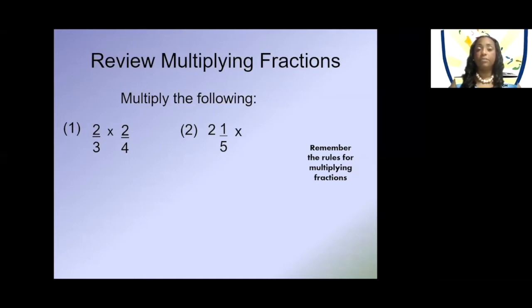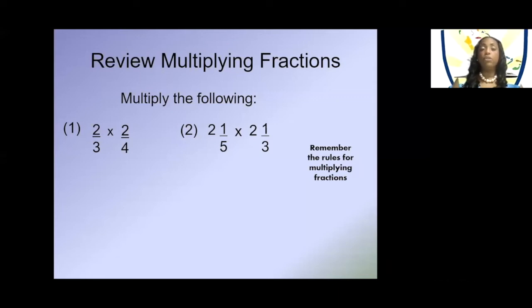Secondly, we have 2 1/5 multiplied by 2 1/3. Again, remember the rules for multiplying fractions. Good. Remember that when you are multiplying fractions where you have a whole number attached, it's called a mixed fraction. What you want to do with your mixed fraction in the first case is multiply the whole number by the denominator and add the numerator.